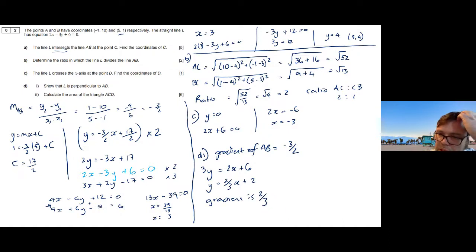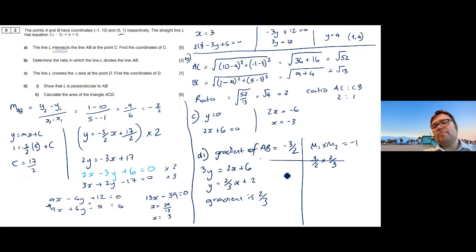It's not good enough to be awarded the marks for me to say, well, there you go, that's it. To determine whether something is perpendicular, m1 times m2 equals -1. So we've got the gradient of AB, which is -3/2, times the gradient of the line, which is 2/3, and that is equal to -1, therefore perpendicular.